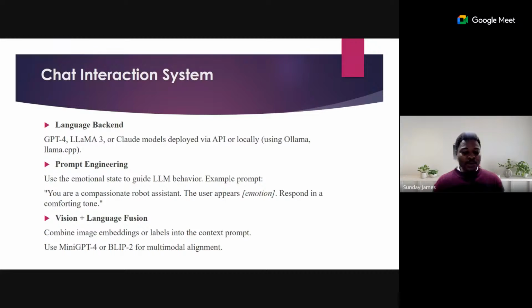Now we combine these models together. There are several models that have proven very good in terms of combining emotions and language embeddings together, and that can give us good accuracy. Models like GPT-4 and Llama 3.5 are trained on a lot of data and can understand some of these emotions that are being fed into them.